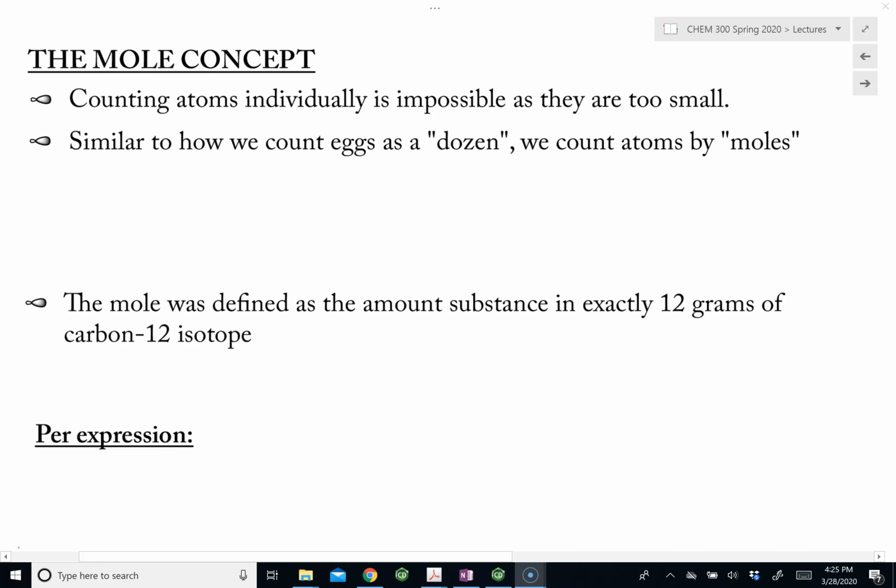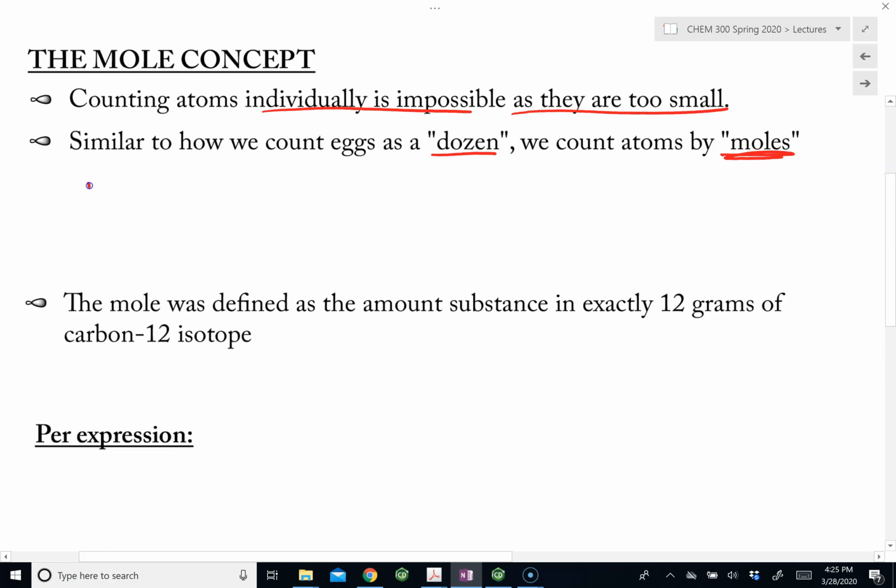The mole concept was invented for the very same reason why we invented the dozen concept. We count eggs and donuts by the dozens, and the reason why is to help us speed up the counting. And similarly in chemistry, if we were to count atoms or chemical substances individually, that would become nearly impossible because they are very small. So instead, we count the amount of chemical substance by the mole.